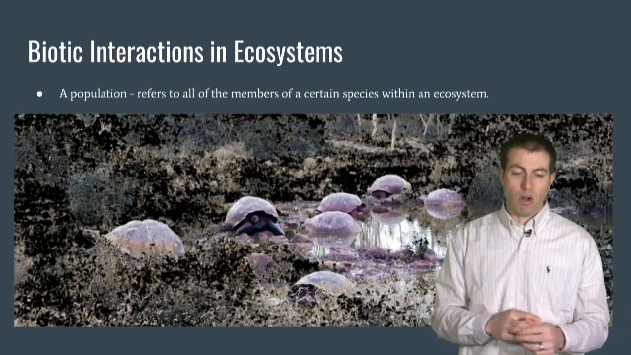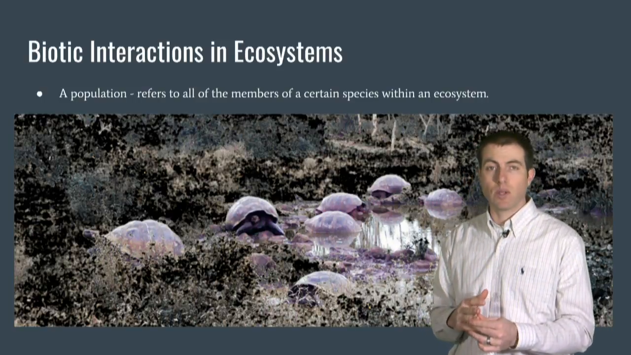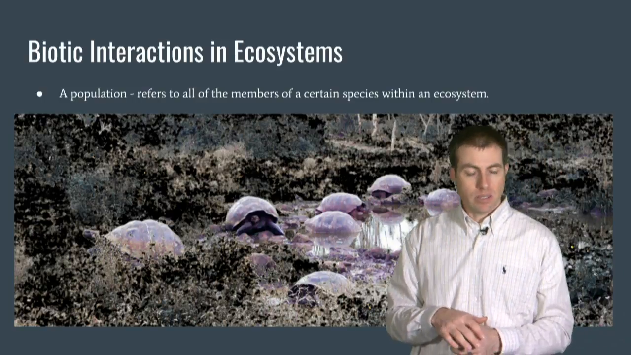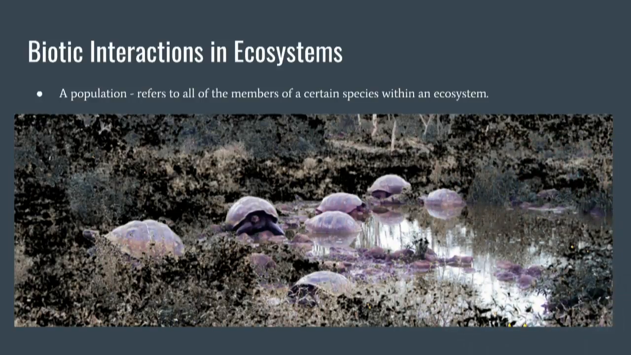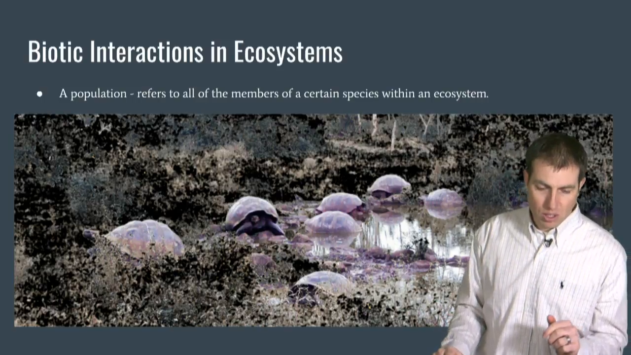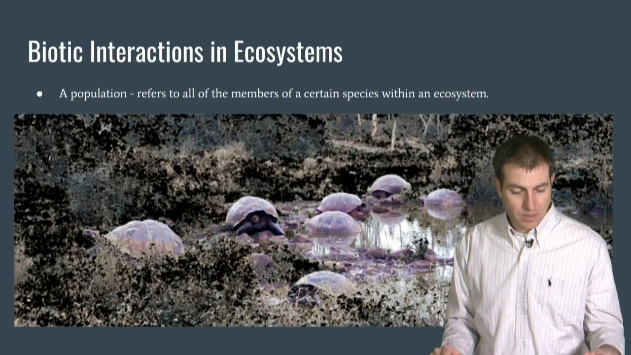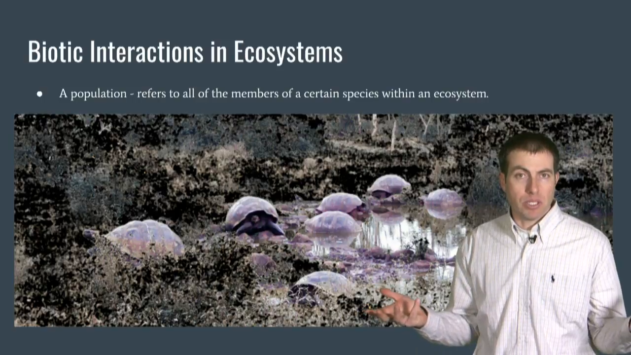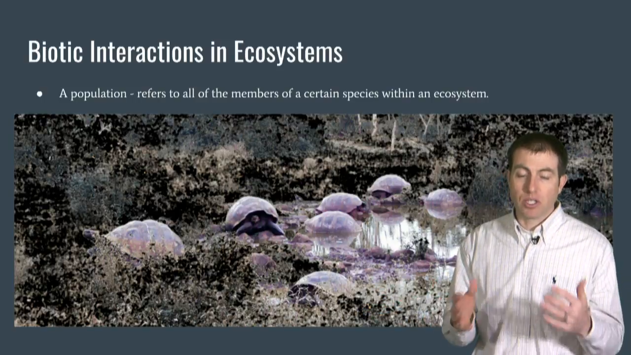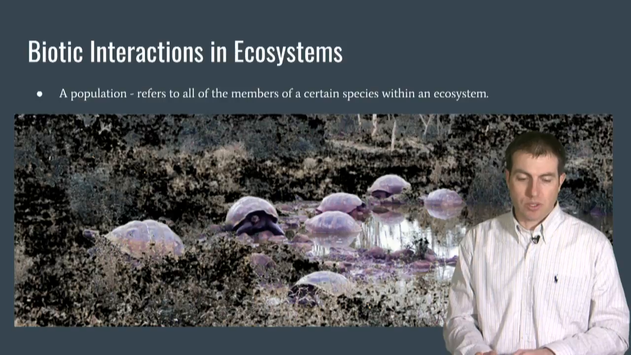Here is a community and a population at the same time. A population refers to all of the members of a certain species within an ecosystem. In this particular ecosystem, we have these tortoises. What's the plural of tortoise? Tortoises? Doesn't sound right, but I think it might be. So it's population. We can talk about the population of Kelowna. We can talk about the population of ants in your backyard. That's population. All the members of a certain species within an ecosystem.